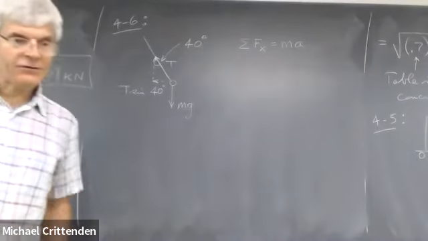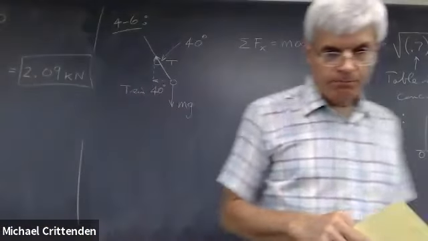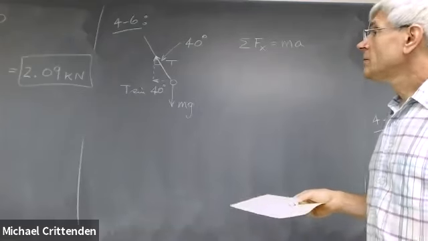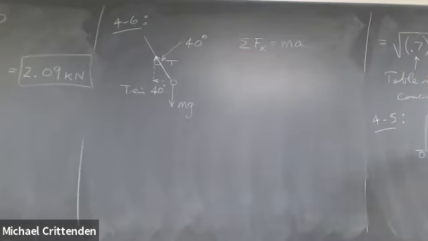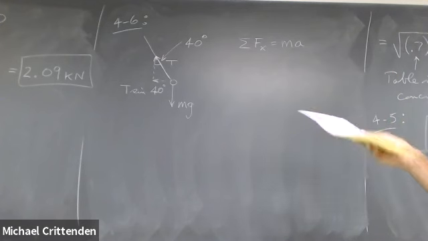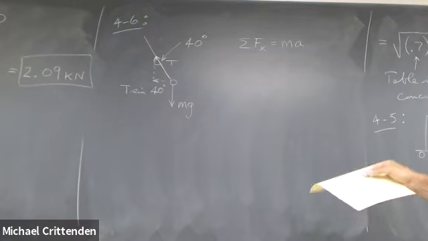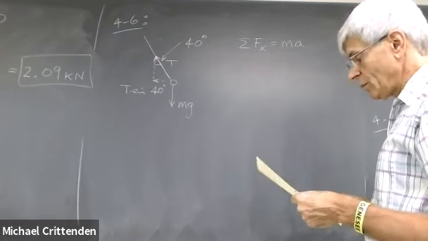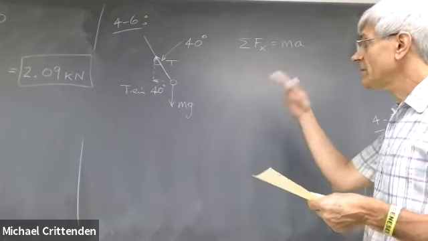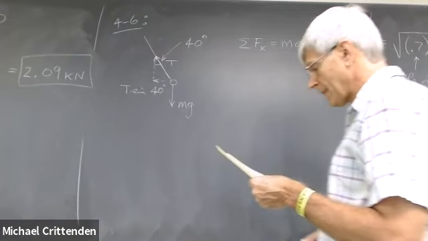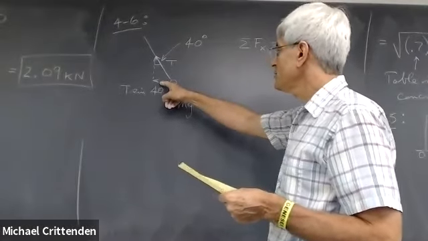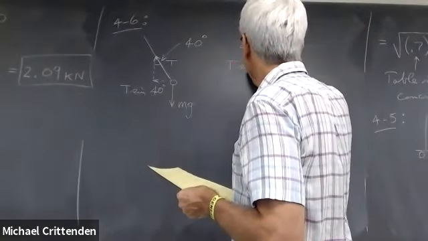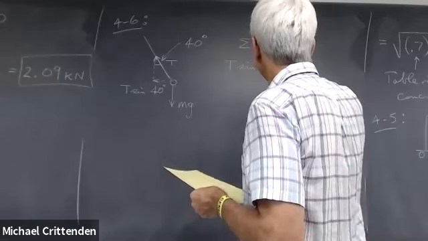The sum of the forces in the X direction is equal to MA because it's accelerating in the X direction. Same way I started out the one with the skateboarder, same way I started out the one with the car on the curve. The sum of the forces equals MA, and the acceleration will be equal to V squared over R because this thing is in uniform circular motion. The only force in the X direction is the X component, T sine of 40 degrees.